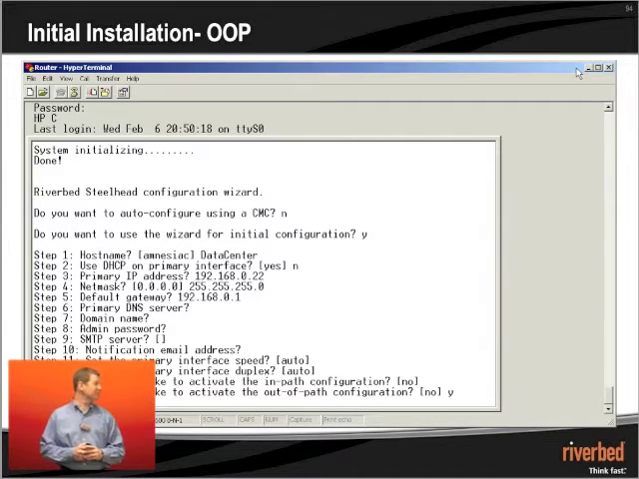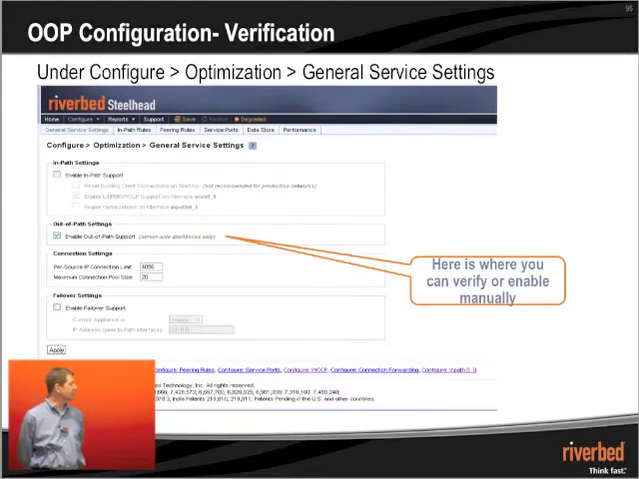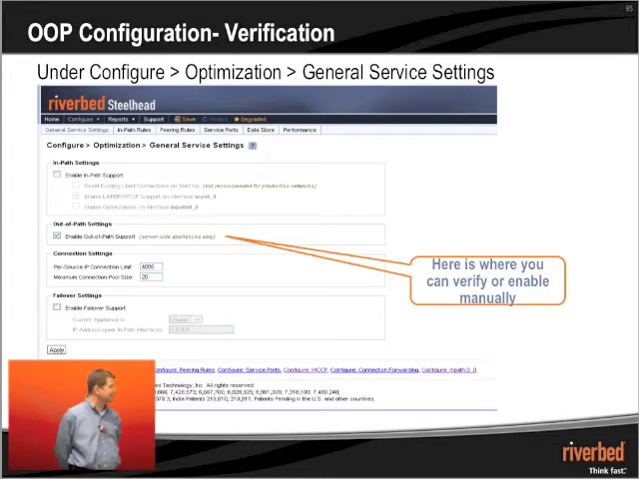We configure server-side out-of-path by, instead of selecting the in-path configuration and saying yes, we're going to say no to the in-path configuration, and then we say yes to out-of-path configuration. Also, we make sure we enable out-of-path support in the GUI. However, if you do this in the wizard, that's not necessary. Notice that the in-path support is disabled in the GUI as well.